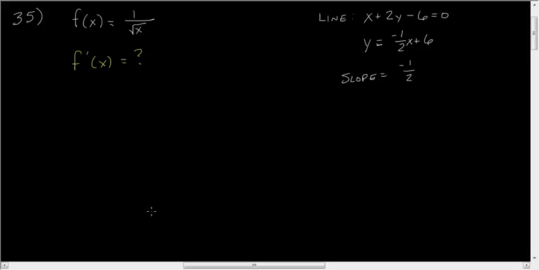All right, number 35. Number 35 takes a look at the function 1 over root x. But our instructions are the same. We're still looking for an equation of the line that is tangent to our graph of 1 over root x and is parallel to this line. And because it's parallel, our slope for the parallel is the same.